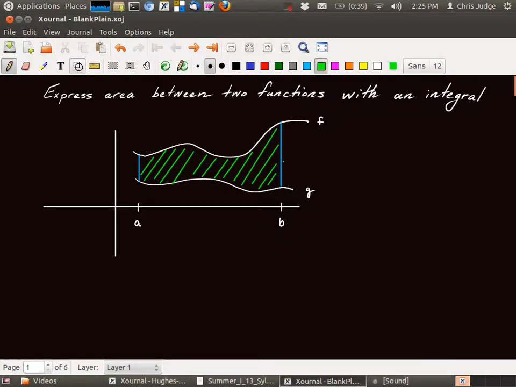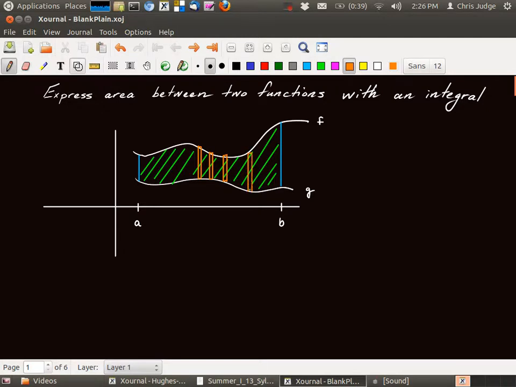Well, the basic idea is that we can approximate this area with little rectangles, as we did before with the area under a curve and above the x-axis. Approximate with little rectangles. And the size of the rectangles is given by the change in x, which is dx, and then we have the height. Now what is the height here? Well, that's the distance between the curves.